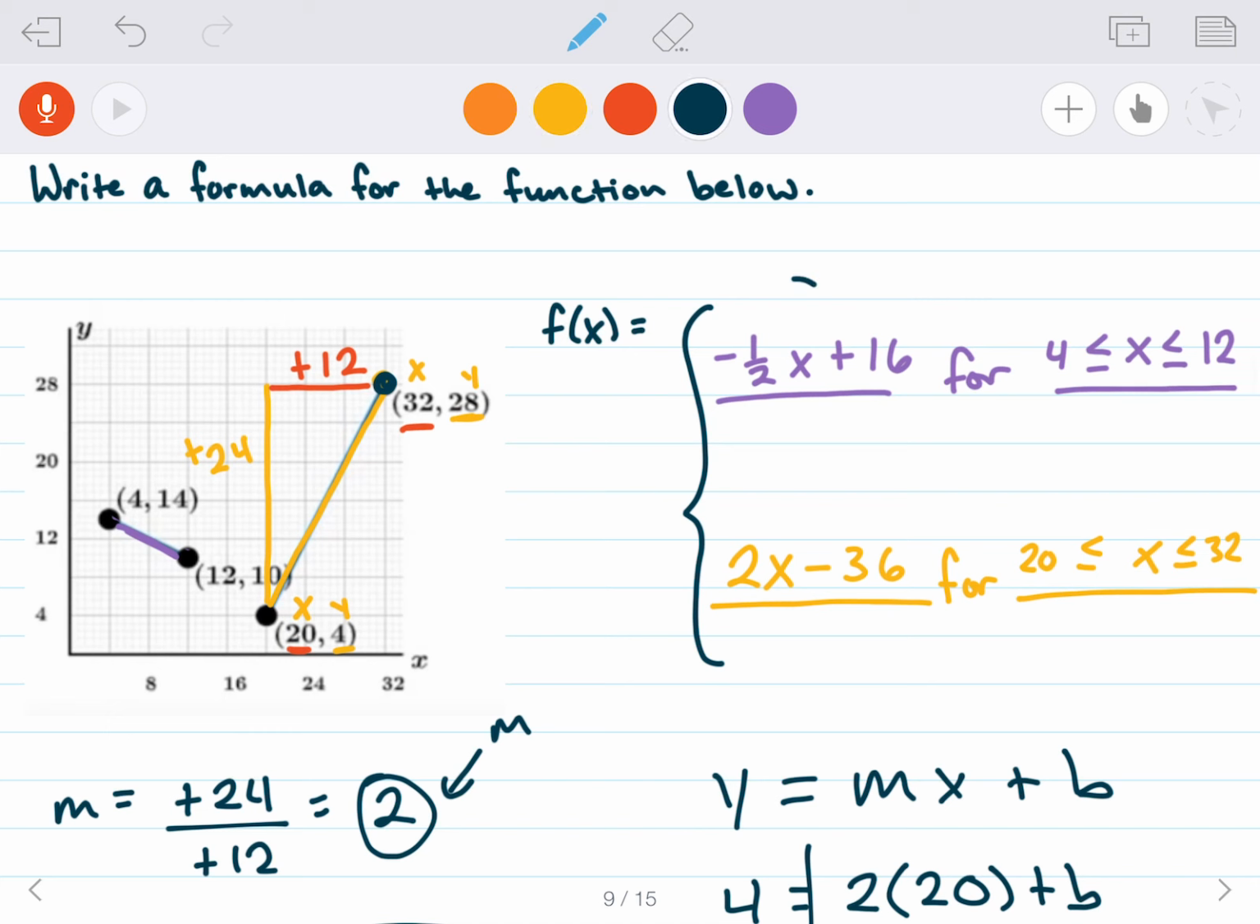All right, so these are my two equations of the lines that we were given, and these are the domains of each line segment, I should say.